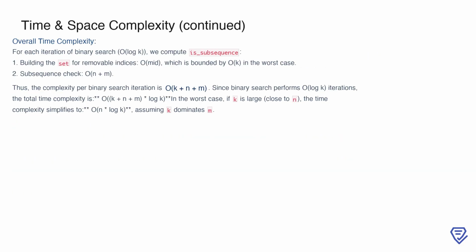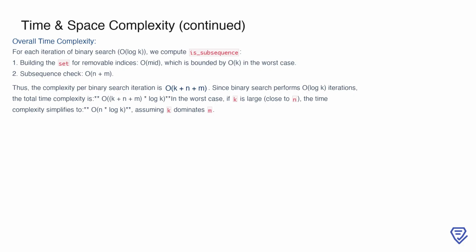Now, we can compute the total time complexity. For each iteration of the binary search, we perform the is_subsequence check. The cost of building the set for removable indices is O(mid), which is bounded by O(k), since mid can go up to k. The subsequence check adds O(n + m), resulting in an overall cost of O(k + n + m) per iteration.